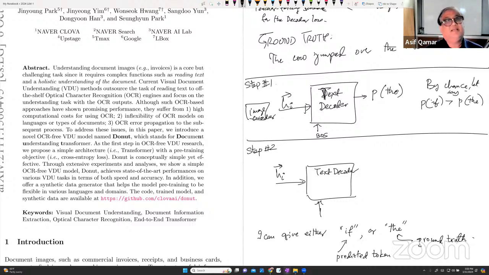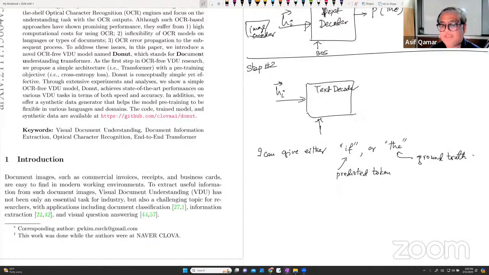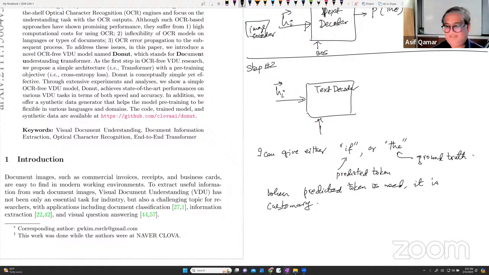So traditionally, conventionally, you would give the predicted token as the input. Are we together? When the predicted token is used, remember, the predicted token is the only thing you will have during inference time. It is the customary way to do things. Does that make sense? In fact, at inference time, you don't have a choice, but we are in training.